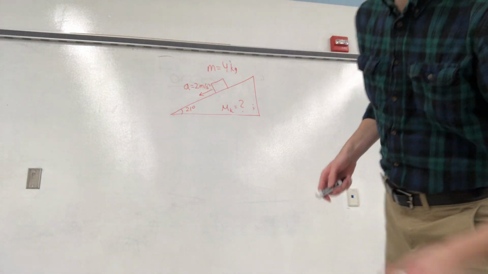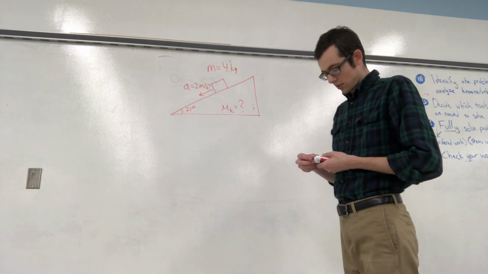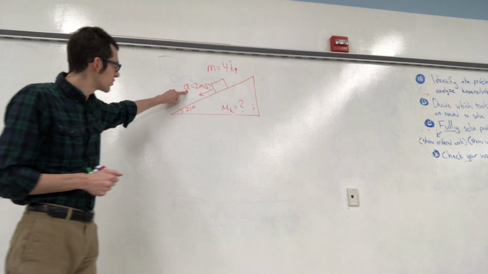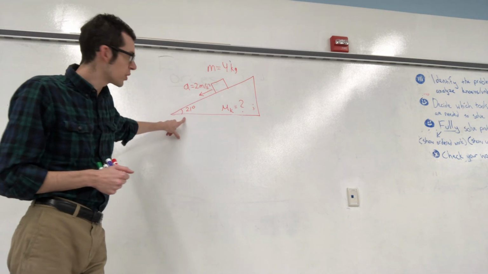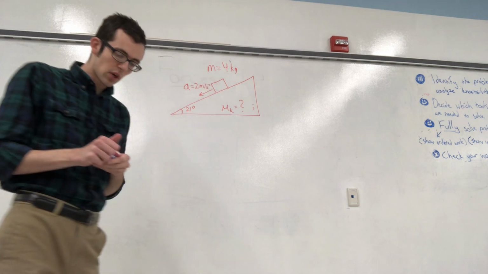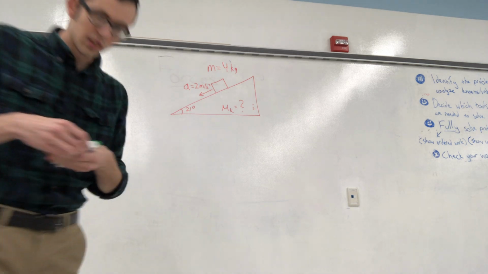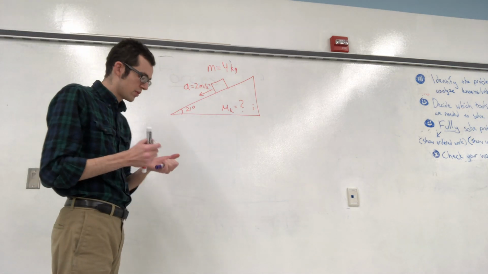I'm going to do a video here for our ramp problem with friction. So we've got an object here that's sliding down the ramp. It has an acceleration of 2 meters per second squared down the ramp. The ramp has an angle of 21 degrees, and we know that the mass of our object is 4 kilograms. So we need to find the coefficient of kinetic friction, mu k, for this problem.